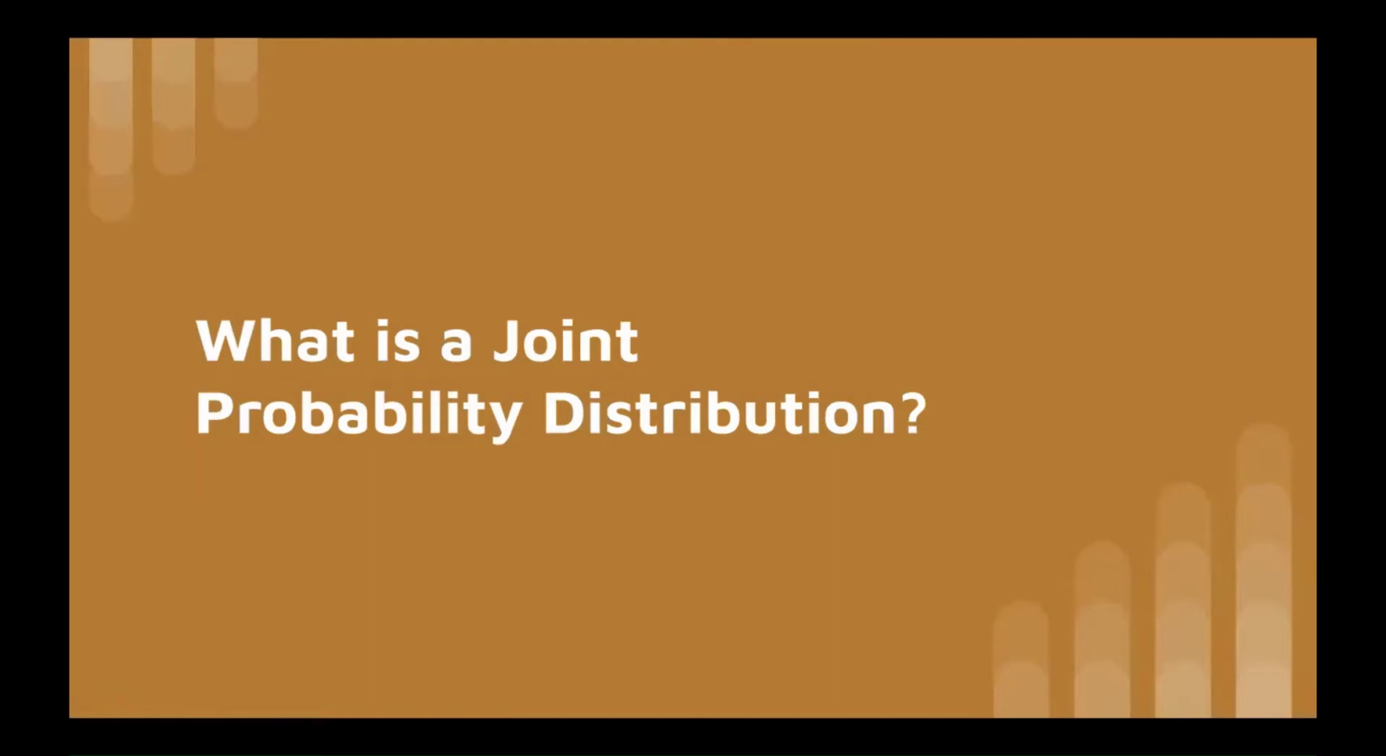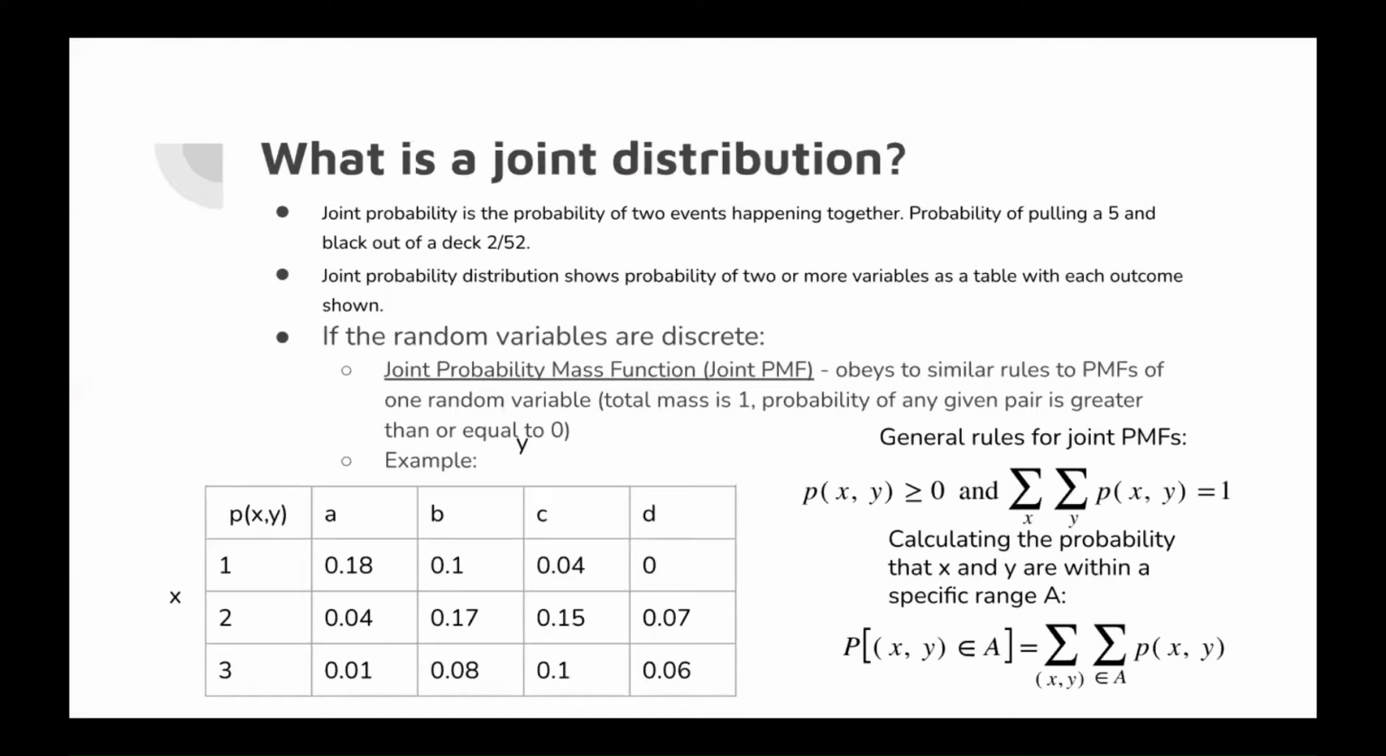Next slide. What is a joint probability distribution? Joint probability is a probability of two events happening together. For example, the probability of pulling a card out of a standard deck and pulling a 5 and the card being black would be 2 out of 52.